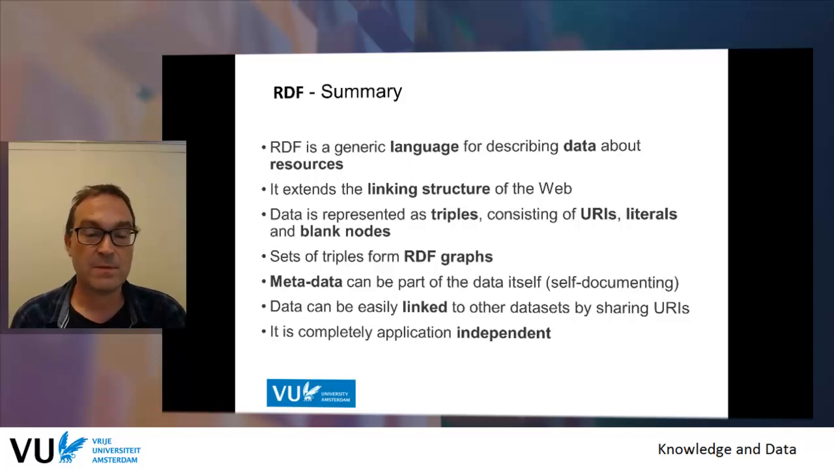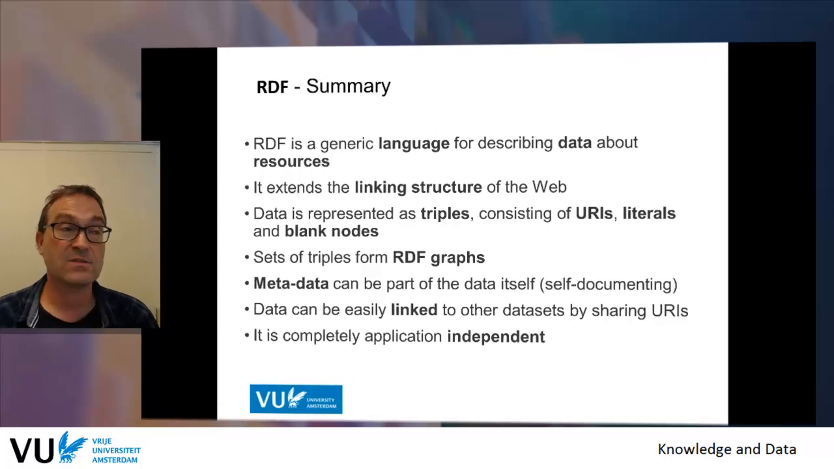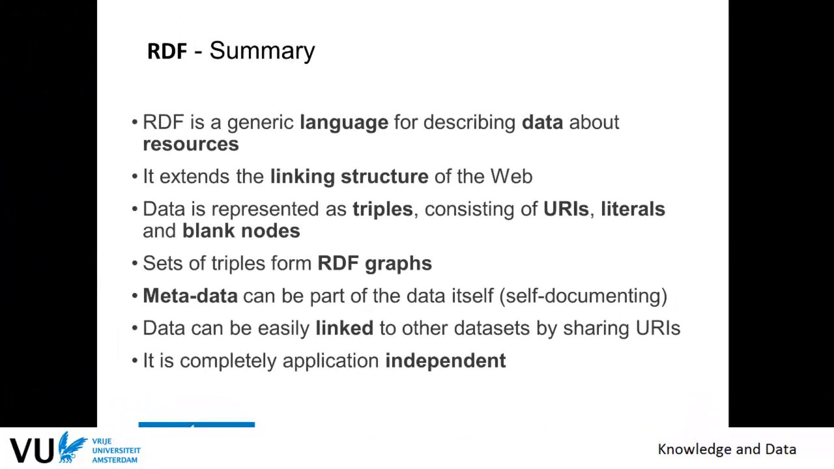And the metadata can be part of the data itself. So you can ship an RDF dataset which contains the schema, for example, which can be very handy. And using this knowledge graph format, data can be very easily linked to other datasets by sharing just the URIs. And in that way, it's completely application independent. So data that you produce in RDF can be reused by others in their applications.